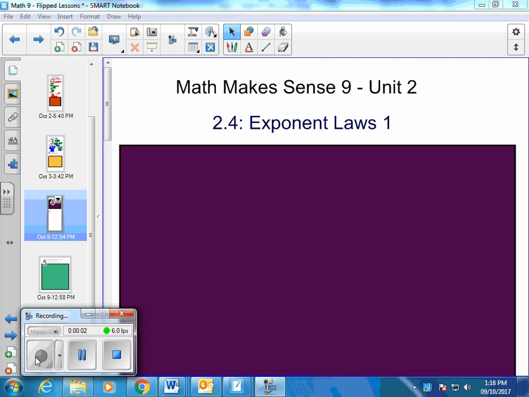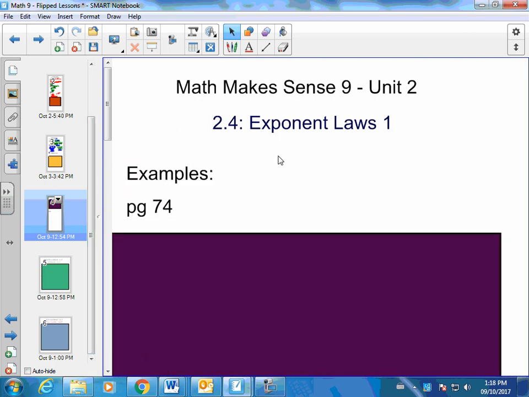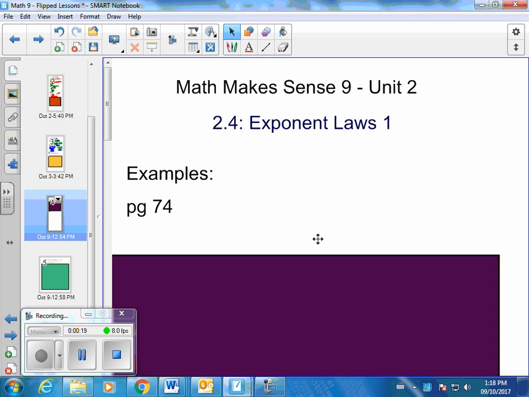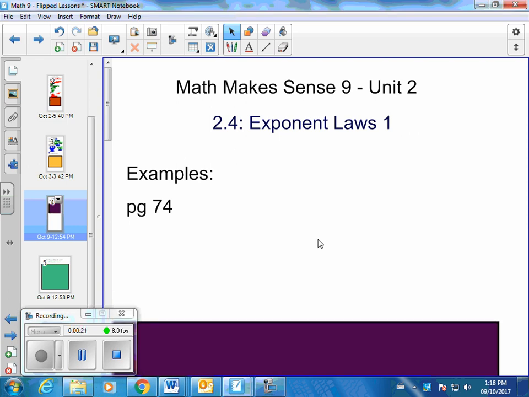Welcome to math class. Today we are continuing on with the Math Makes Sense 9 textbook, Unit 2, and we're covering Chapter 2.4 today, the first of our exponent laws. We're going to start looking at a couple examples on page 74.